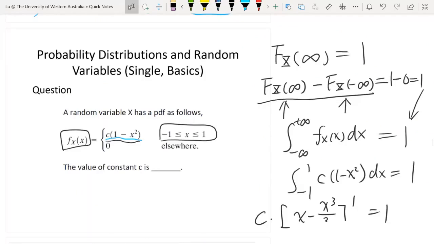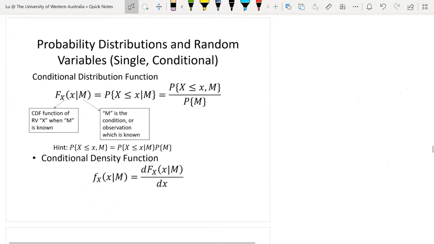Now let's move on to the next topic. From this slide onward, we are going to introduce some extensions to what we have learned. The first concept we are going to introduce here is called the conditional distribution function. So please be reminded, we do not call this conditional distribution function as CDF, because the CDF term is dedicated for the cumulative distribution function.